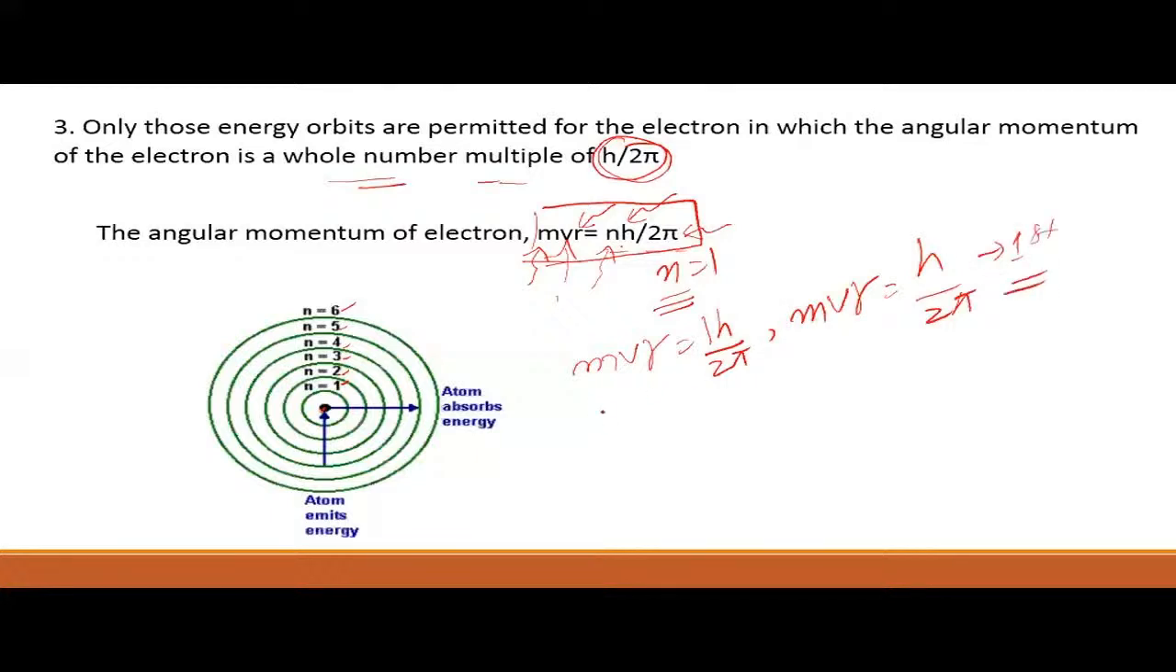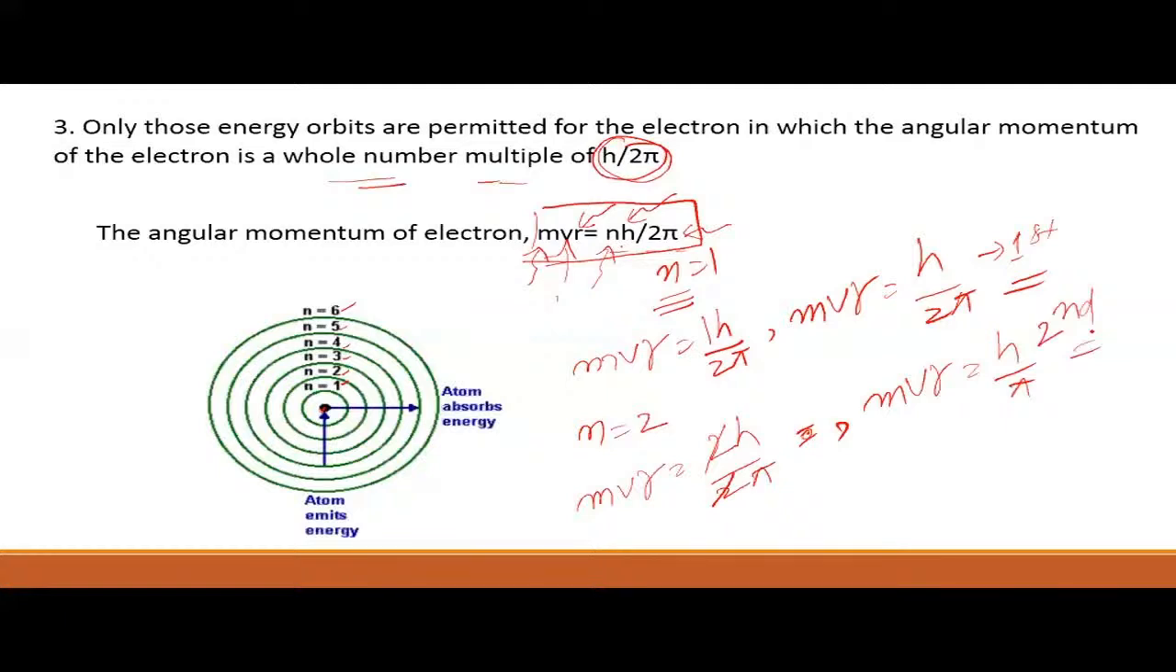If we take n value 2, this is for energy level 2, the value comes to be mvr is equal to 2h upon 2 pi. Cancelling 2 by 2, the value becomes mvr is equal to h upon pi. So this is the angular momentum of the second energy level.